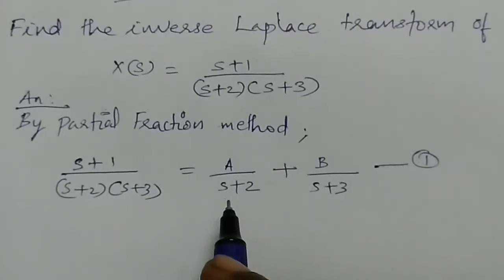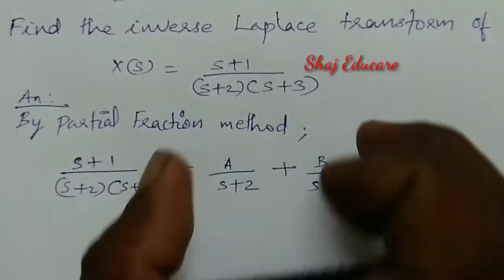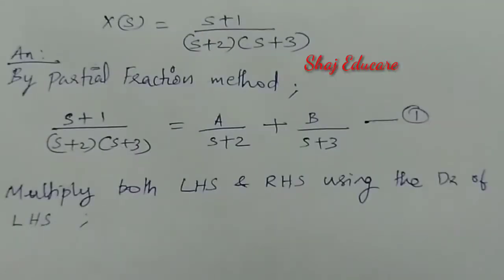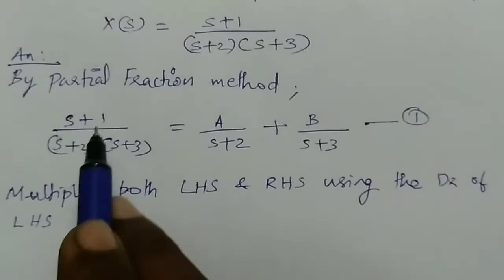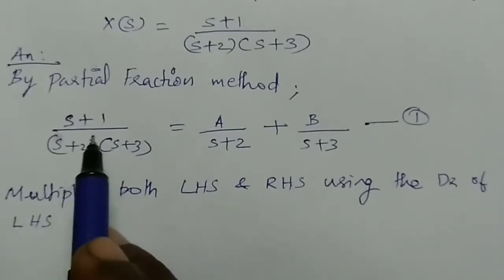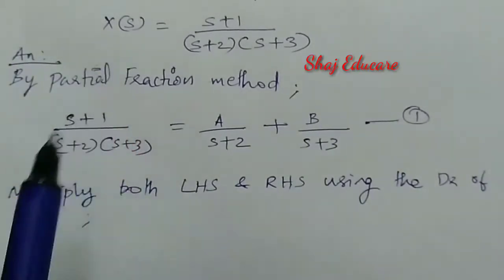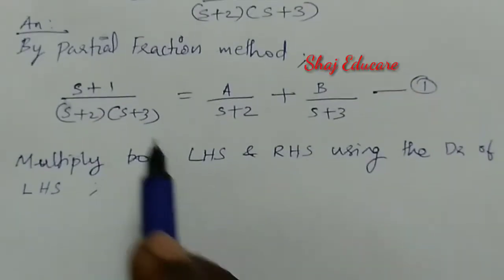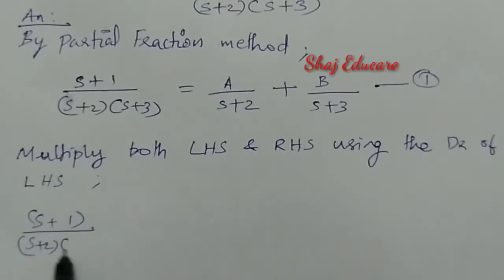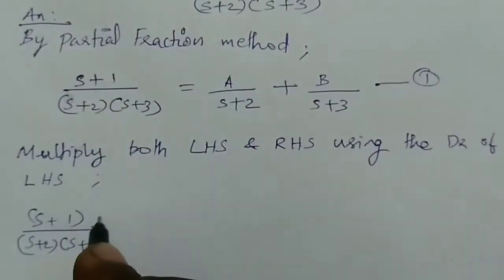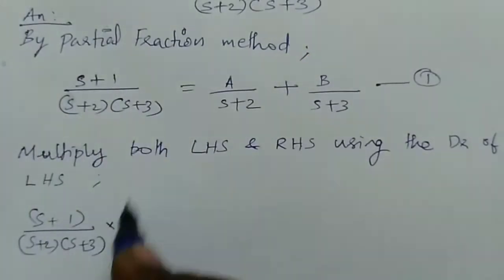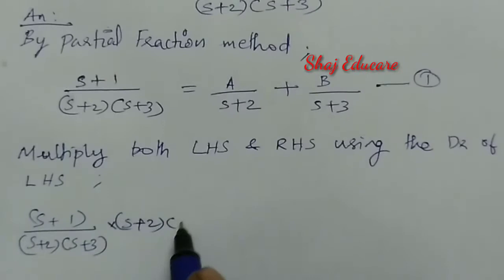Now let us multiply both the left hand side and the entire right hand side using the denominator of the left hand side. What is the denominator of LHS? The denominator of LHS is (s+2)(s+3). Now multiply it. (s+1) divided by (s+2)(s+3) is our left hand side. Now multiply with the denominator of LHS itself, that is (s+2)(s+3).